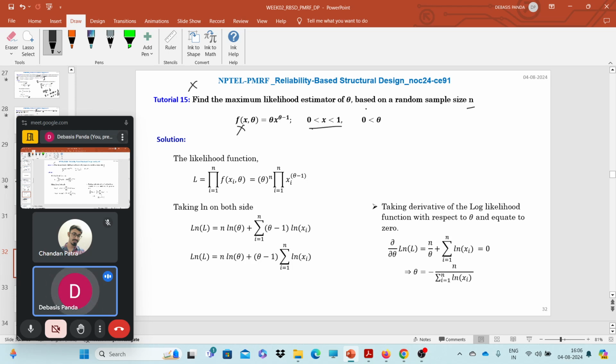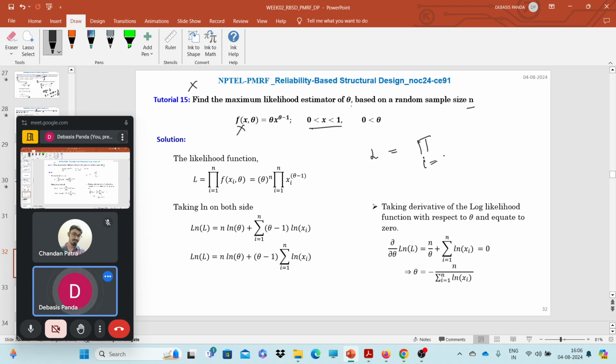Now we need to find out the best estimate of theta based on the likelihood estimator, or the maximum likelihood concept. So first, what do we need to do? First step always, we need to find out the likelihood function. That means we need to formulate the likelihood function based on the function or the PDF, whichever is given. So here the PDF is given as theta x to the power theta minus 1 for the range of 0 to 1, right?